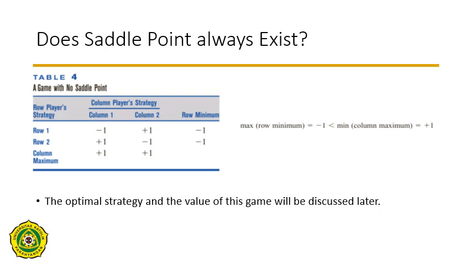Now, there are games that do not have saddle points. For example, with this reward matrix, if we try to find the maximum of the row minimum and then the minimum of the column maximum, we will see that those values are not the same. In other words, this kind of game does not have a saddle point. If the game does not have a saddle point, then the optimal strategy and the value of the game are different from what we've done for the game that has a saddle point. We are going to discuss this kind of game later.